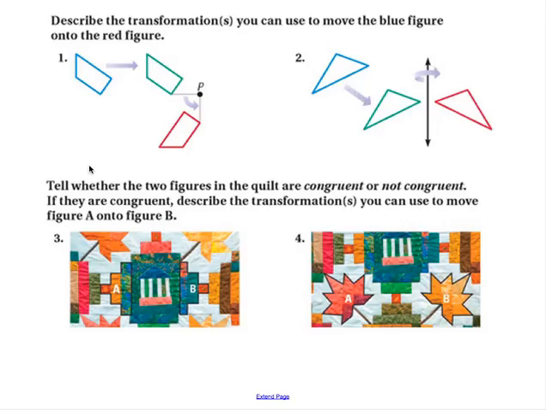It says tell whether the two figures in the quilt are congruent or not congruent. Those are your two choices. If they are congruent, describe the transformation or transformations you can use to move from figure A to figure B. You have to look carefully at quilts. My mom is a quilt maker, and sometimes they're pretty exact, and sometimes they're off a little bit. So you've got to watch those carefully.